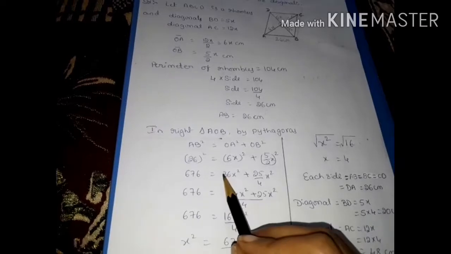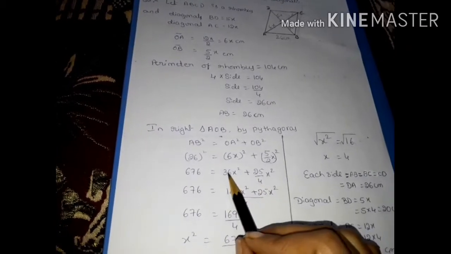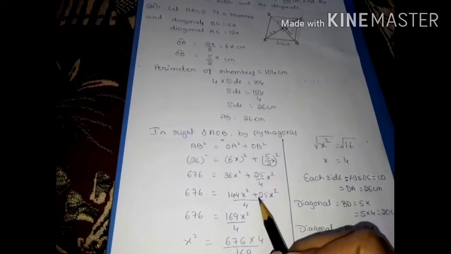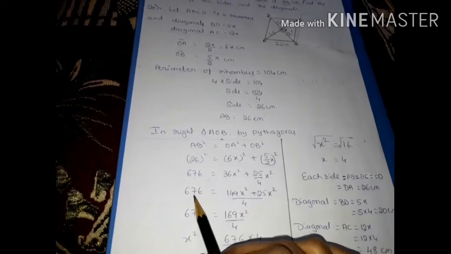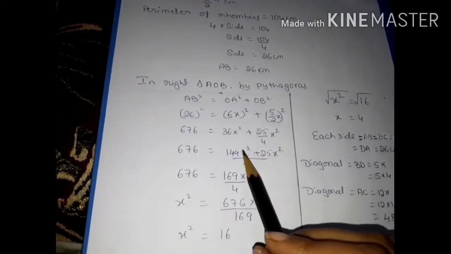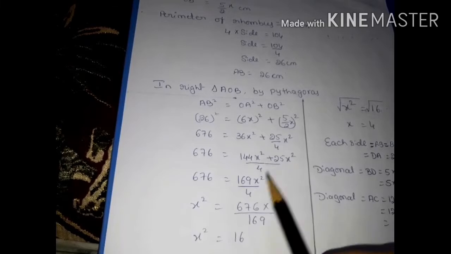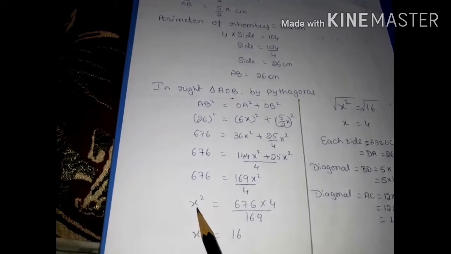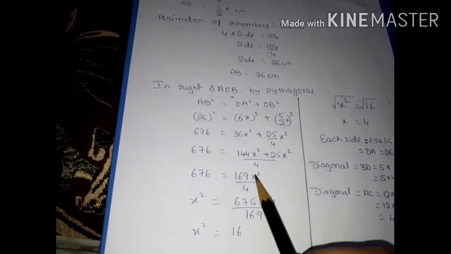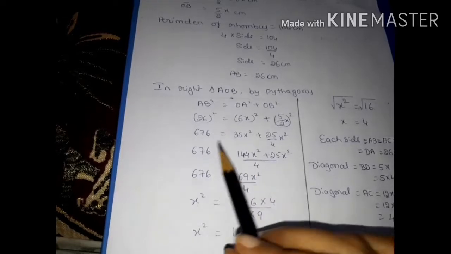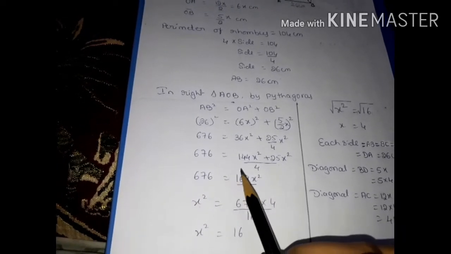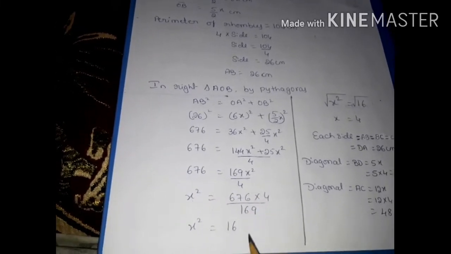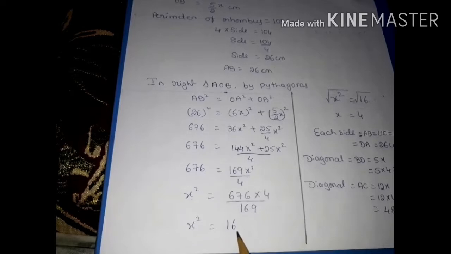So take LCM here. 4 is the LCM. 36 4s are 144 x square plus 25 x square, as it is, whole divided by 4 is equal to 676. 144 plus 25 gives 169 x square, divided by 4. Now you need x square value. x square is equal to, 169 by 4 take to the LHS, it becomes reciprocal, 4 by 169. 676 into 4 divided by 169. x square value we got 16.